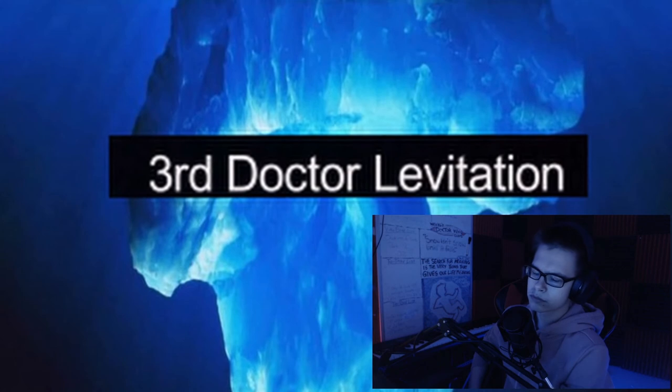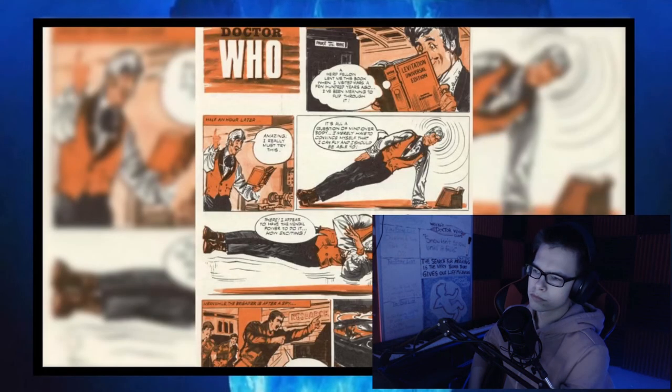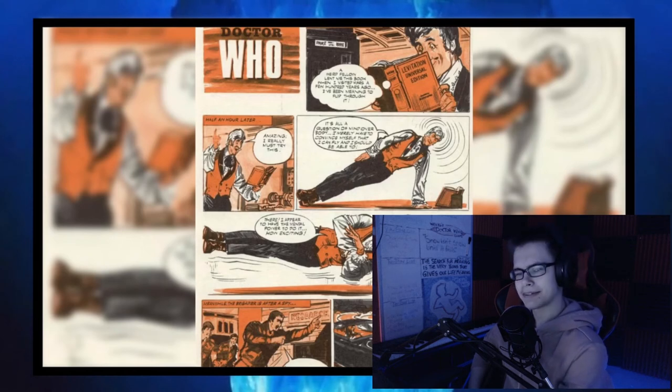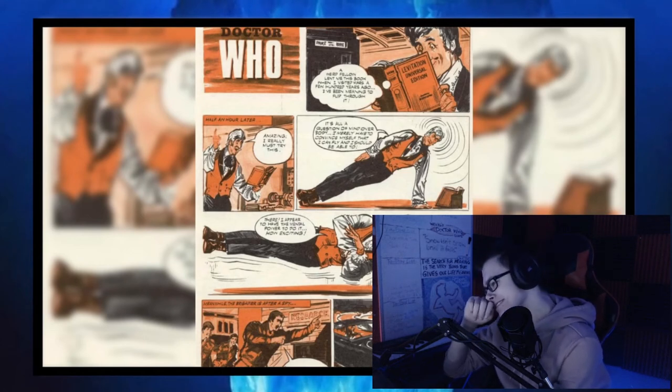Third Doctor Levitation. This one is pretty silly, but has outlandish implications on the canon if you take it seriously. In a very short comic strip, in TV Comic Annual 1971, long before Marvel Comics started publishing Doctor Who, this strip showed the Third Doctor help the Brigadier stop an enemy spy by levitating. As it turns out, he learned to levitate by reading about it in a book.